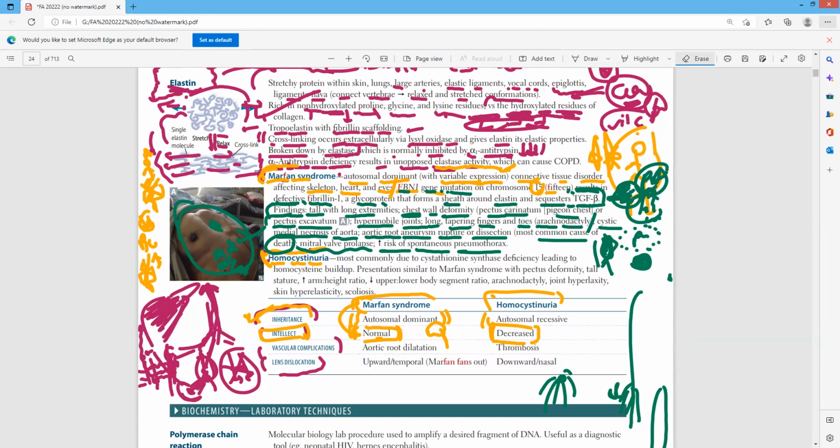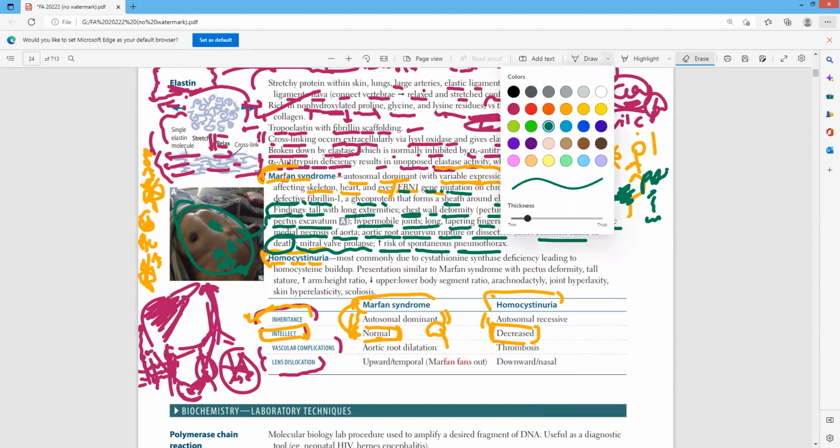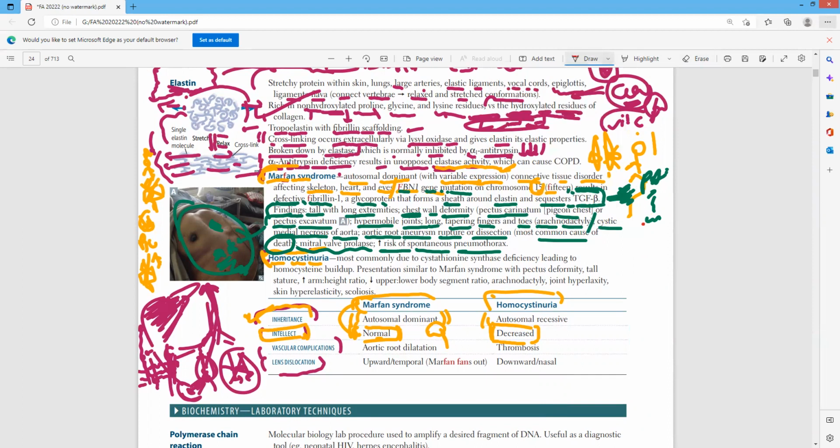I will show you that in just a moment to understand the concept for Marfan syndrome. Let's see that here. You have the aorta, and you have what's called the intima.